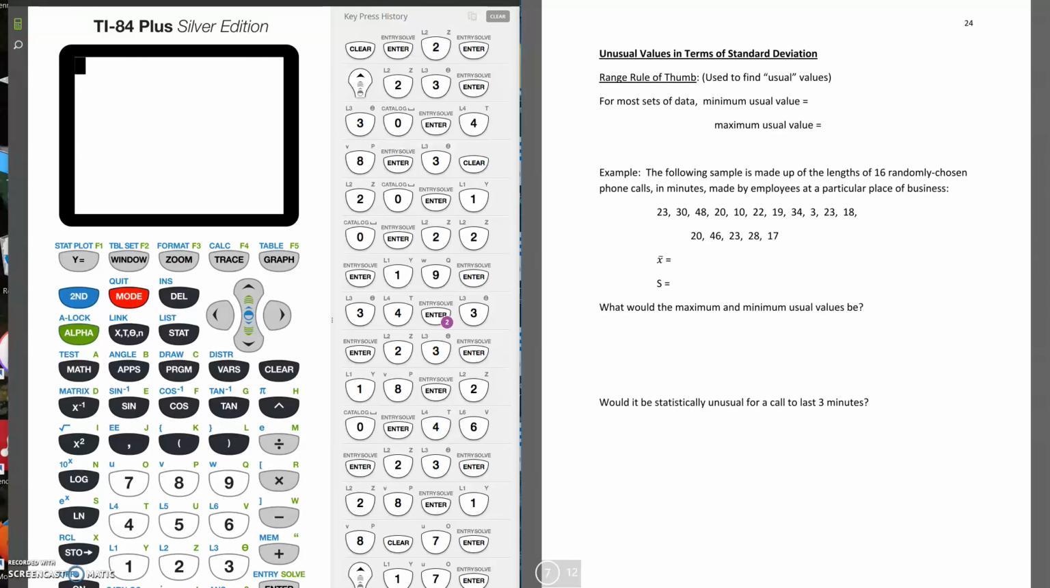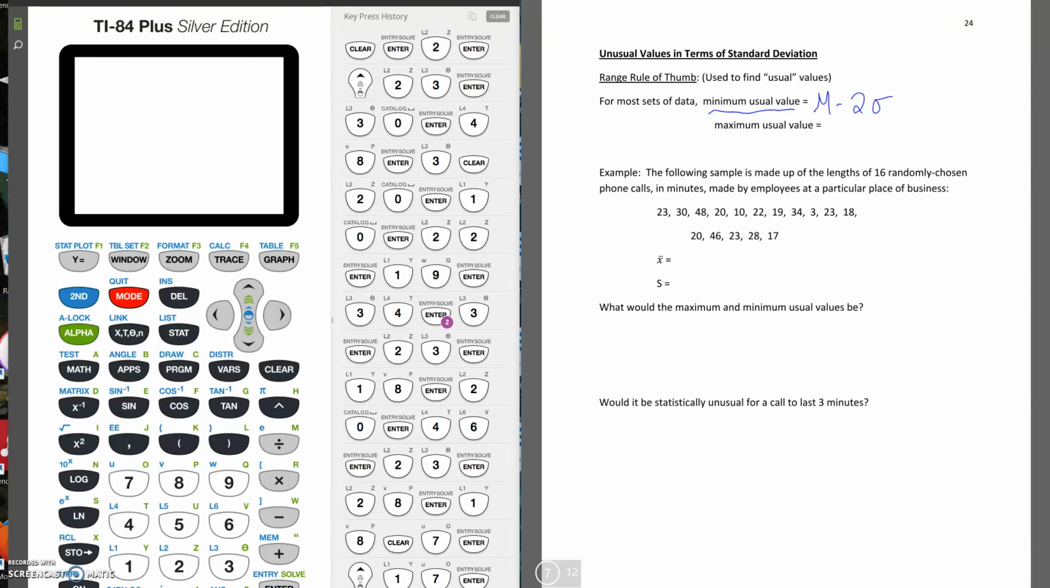Okay, in this video, we're going to talk about how to tell if a data set is unusual or usual for a set of data. This is known as the range rule of thumb. For most data sets, if they're relatively normal or bell-shaped, the minimum usual value is the mean minus 2 standard deviations. So you use that little formula and that will tell you the minimum usual value.